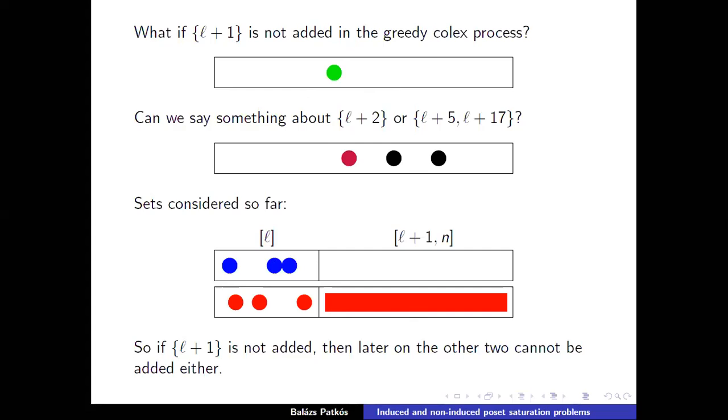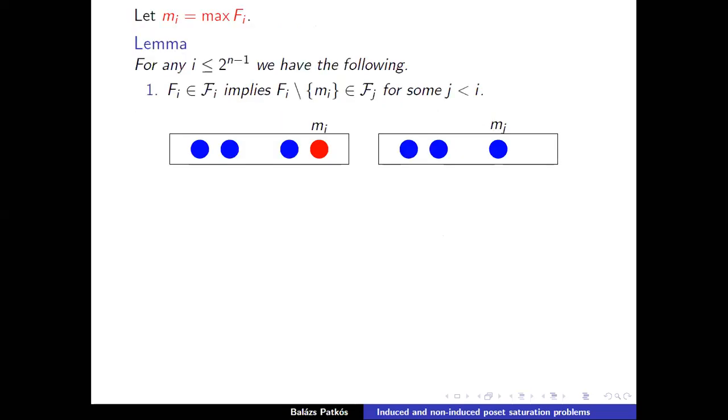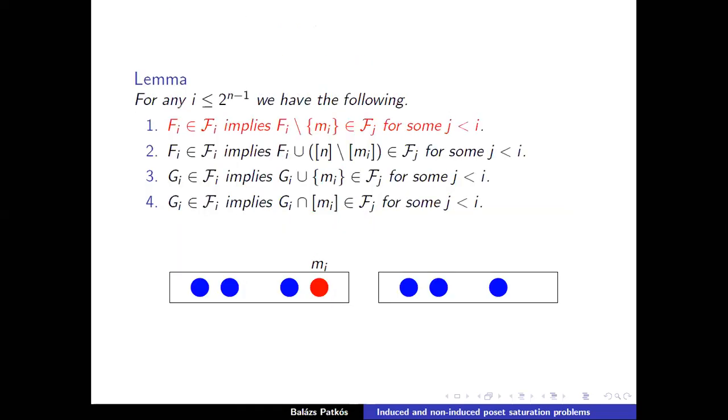So this is the observation, and the next lemma, maybe I will skip the proof, but the next lemma says something in the contrapositive. Here, what I said is that if this is not added, then these two sets are not going to be added either. So now I will say that if something is added, then something else before was added too. As I said, I skipped the proof, but I will show you the four small statements of the lemma.